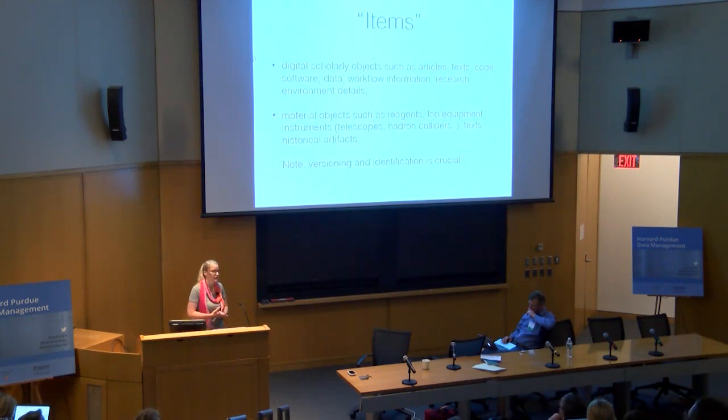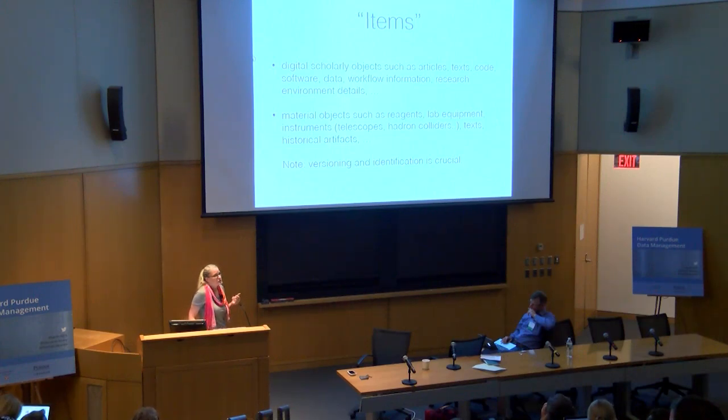Okay, so what do I mean by these items? Items could be a lot of stuff. So in the digital context where I do much of my research: articles, text, code, software, data, workflows, research environment details, all of these things that you would want to know if you're replicating the results or if you're trying to understand those results. Remember, mistakes can creep in everywhere at any of these levels. So all of this needs to be transparent.